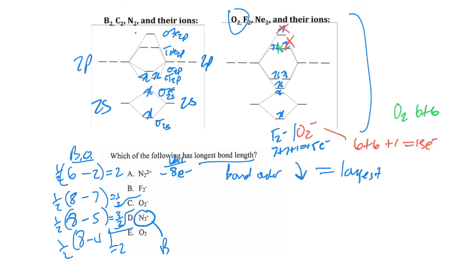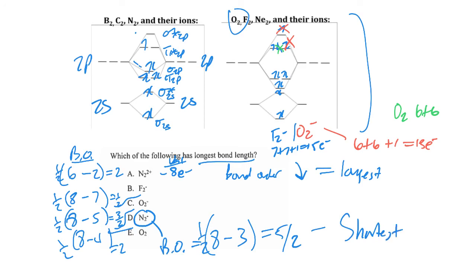N2 minus will look like the N2 plus an electron. Excuse me, it won't have the same bond order as O2 minus. So it'll have 8 bonding electrons minus 3 antibonding electrons times a half for a 5/2 bond. Of these, N2 minus will have the shortest bond because it has the greatest bond order. And the longest bond will be the bond order of 1/2, which is F2 minus, due to having the lowest bond order.